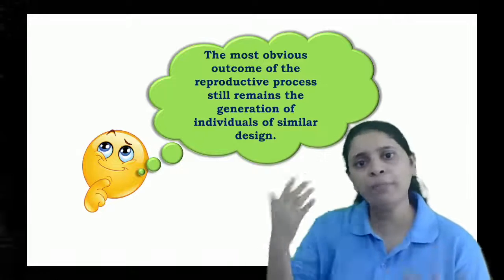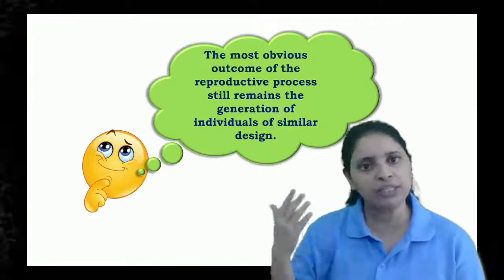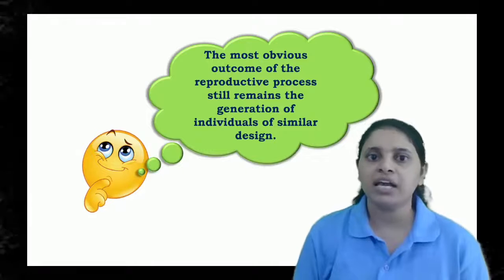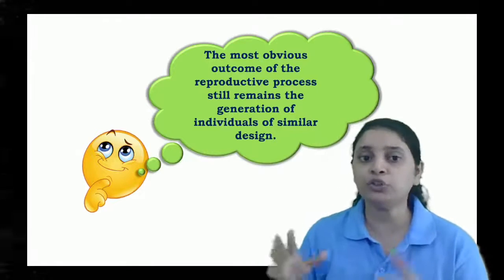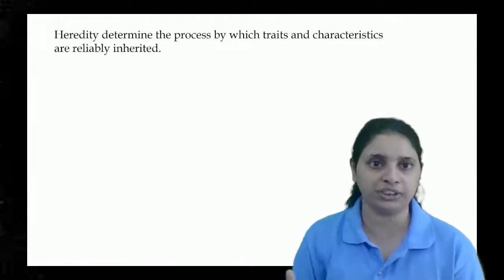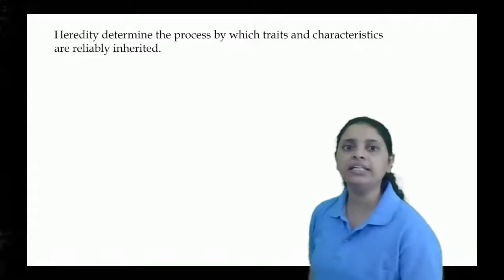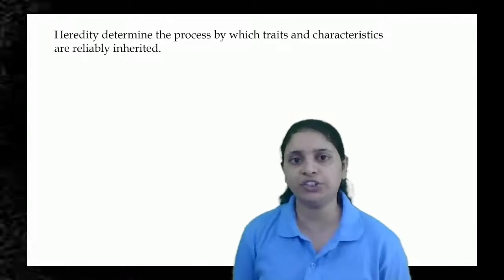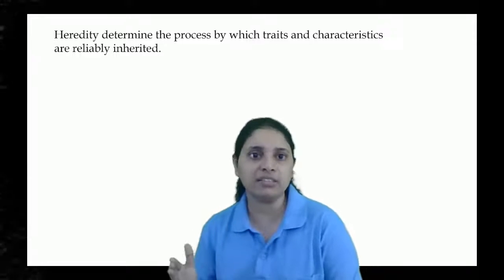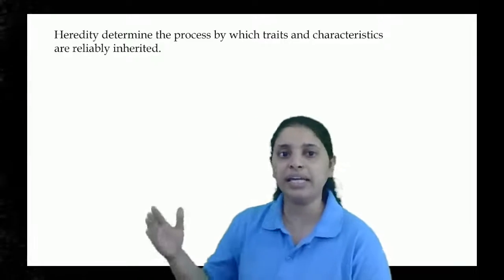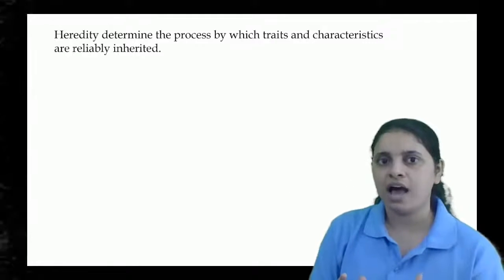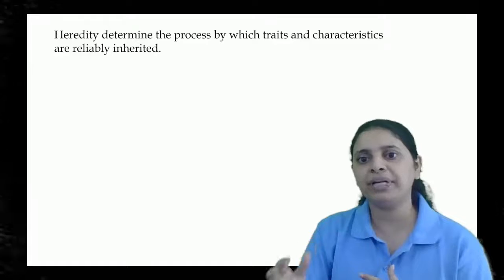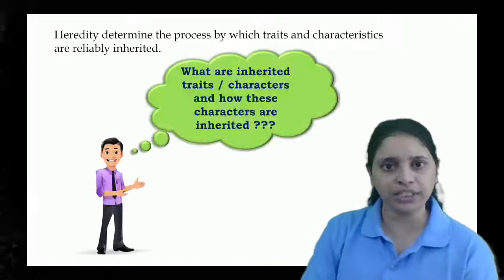That means any reproductive process, asexual or sexual, in any organism, still there is one common point: whatever generation is produced, the basic body design is maintained, right? There will be slow changes. So heredity determines the process by which traits and characteristics are reliably inherited. Here heredity tries to explain how the characteristics are transferred from one generation to the next generation.